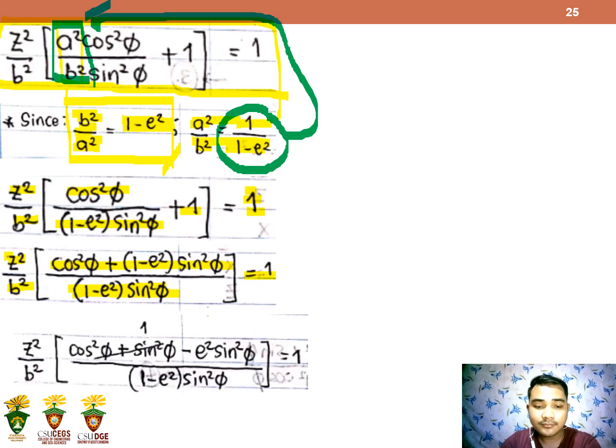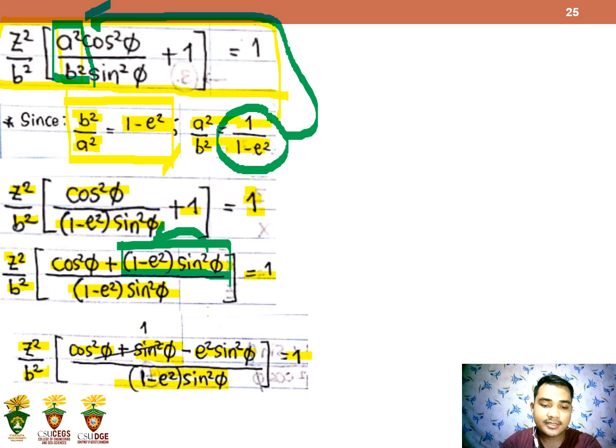Next, we distribute the sine squared in this part. We simplify it further. So it becomes z squared over b squared times cosine squared geodetic latitude plus sine squared geodetic latitude minus e squared sine squared geodetic latitude, all over 1 minus e squared sine squared geodetic latitude, and that is also equal to 1.